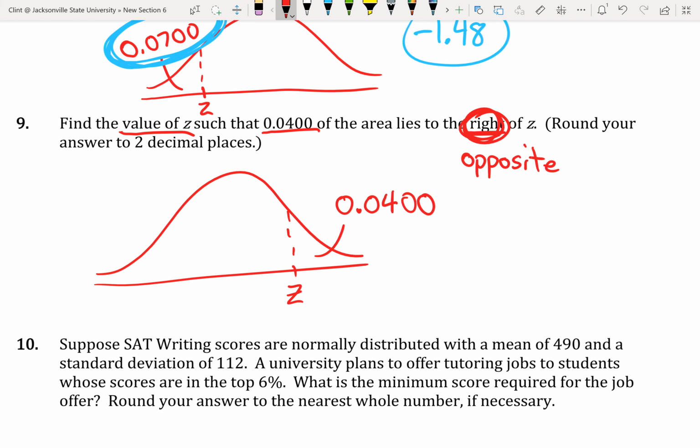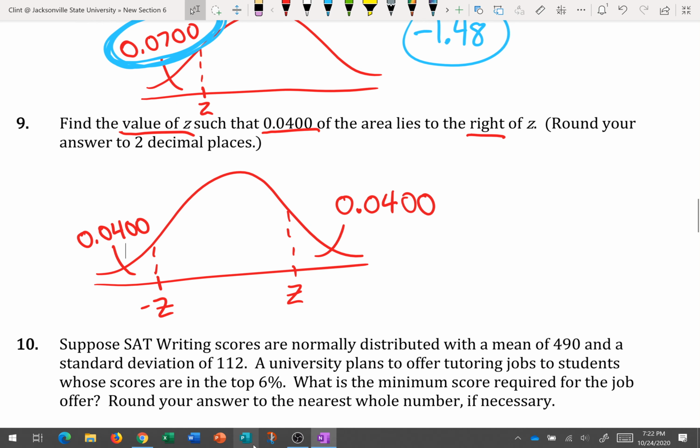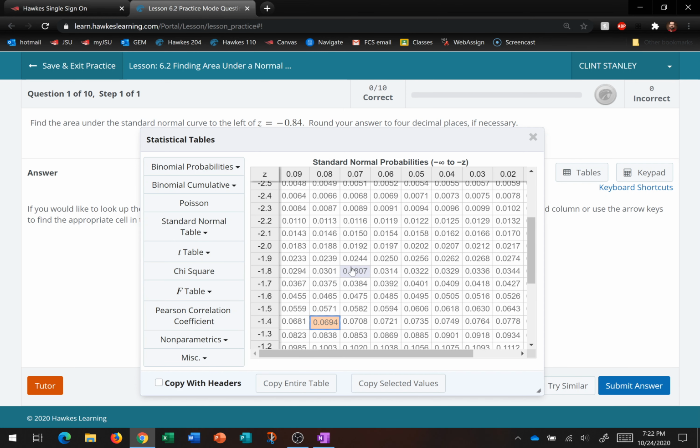So since it says we want this area to the right, instead of having to get too fancy, I can just look for 0.0400 in the table. But whatever z I find, I'm going to take the opposite, okay? Because this thing's symmetric, so we can do it that way. So I'm going to look inside the table for 0.0400. First digit's a 0 after the decimal, and then we want a 4.